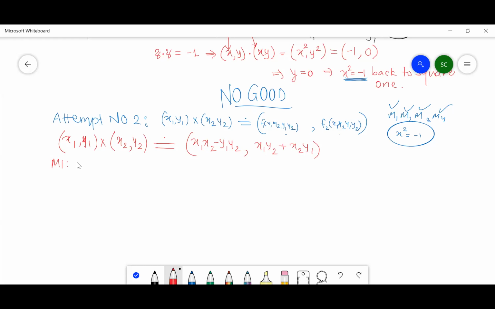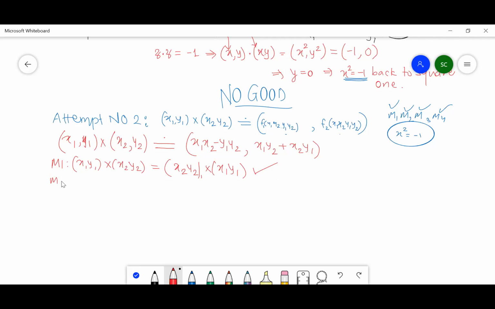M1: is (x1, y1) into (x2, y2) equal to (x2, y2) into (x1, y1)? Observe, each term has got 1 and 2, 1 and 2, 1 and 2, 1 and 2. Therefore, even if we change the order, this will continue. x1 x2 will continue to sit here, minus y1 y2, and therefore M1 is through.